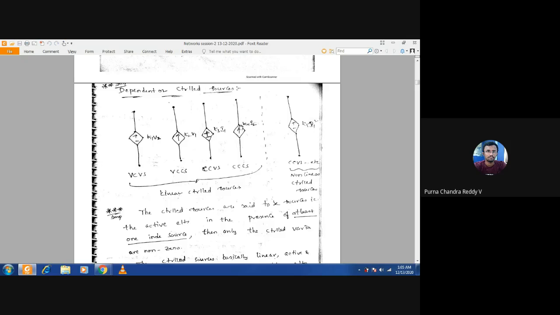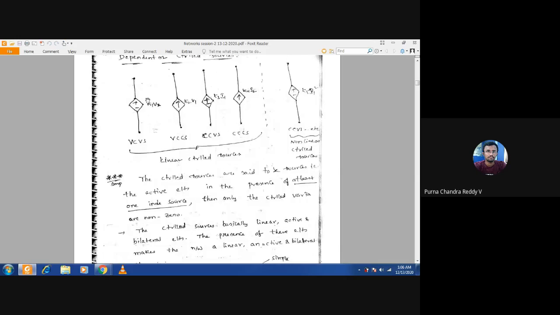All these are linear controlled sources. This is a non-linear controlled source. Why? Because the controlled or dependent variable is non-linear. You can say all these are linear dependent sources and this is a non-linear dependent source. So a controlled source is non-linear when the dependent variable is non-linear in nature, that is I1 square, I2 square like that, or I1 cube. Okay. Yes, sir.